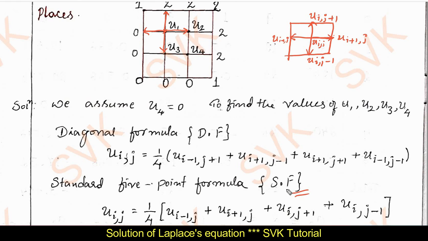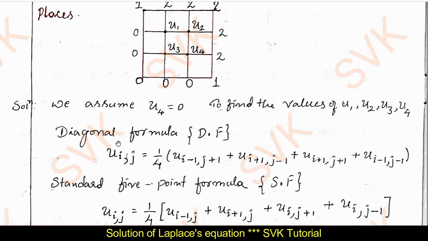I am going to denote the standard 5-point formula by SF and the diagonal formula by DF. These two formulas will play a very important role in solving the Laplacian equation. And I will be telling a shortcut method to solve this problem. So kindly watch this video until the last.